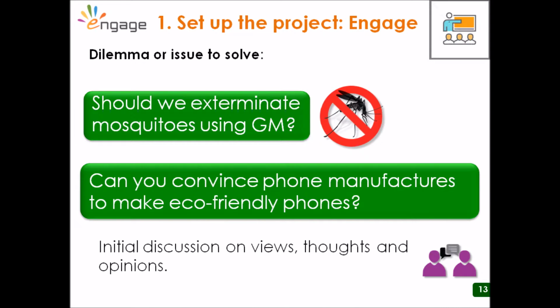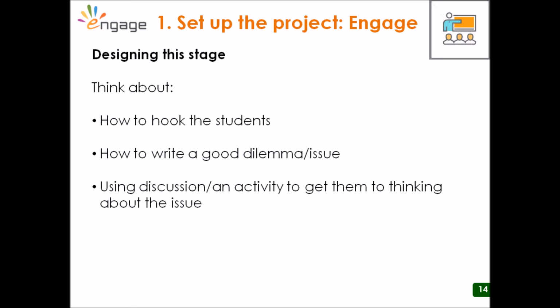Each project needs a good dilemma or question to research. This informs what the students will communicate at the end. It could be a view, argument, or they might create a product. It's a good idea to have an initial discussion on views, thoughts, and opinions at this point. This could be by taking a vote on opinions, or students could have a quick group discussion. When designing this stage, you need to think about how to hook the students, what a good dilemma or issue is, and how to use a discussion or an activity to get them thinking about the issue. This will get students thinking about their research questions.